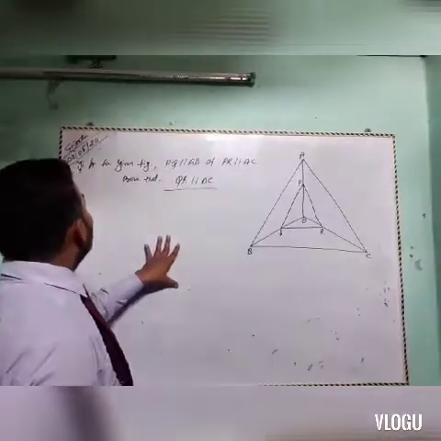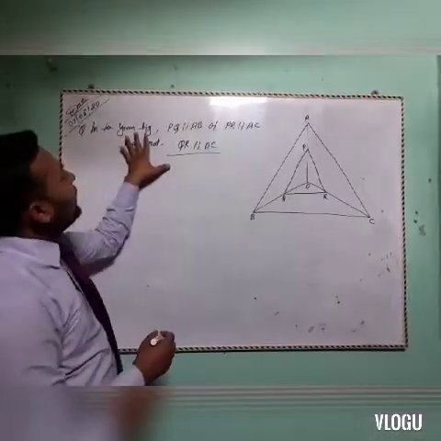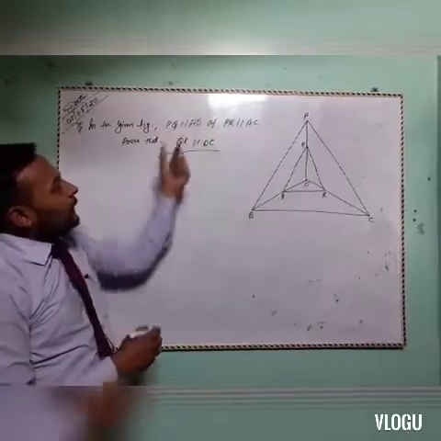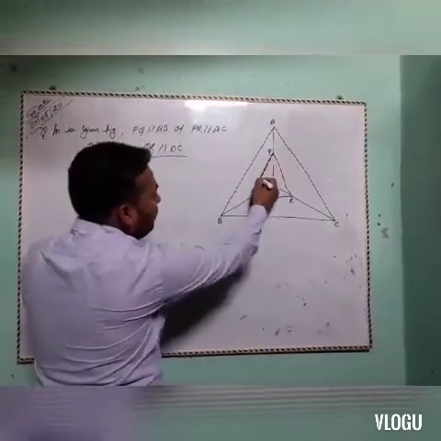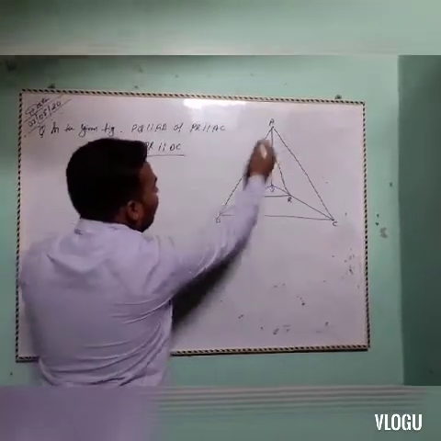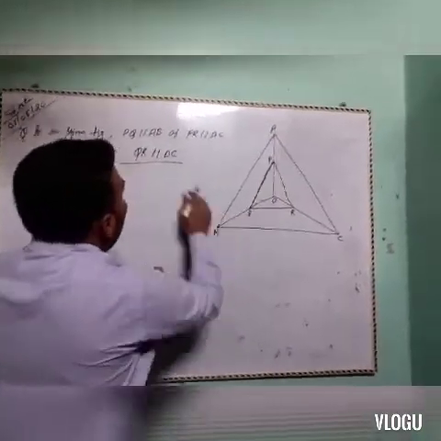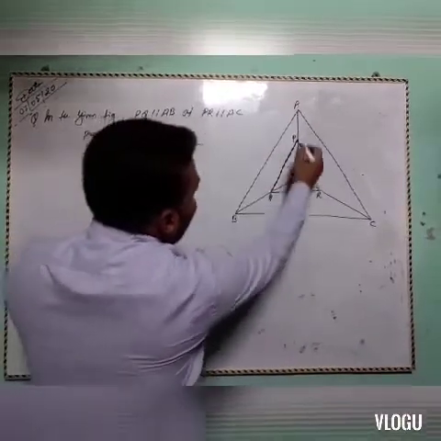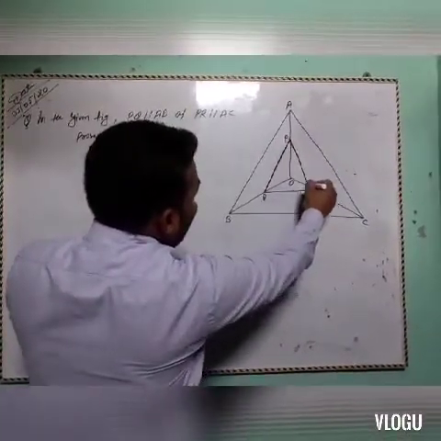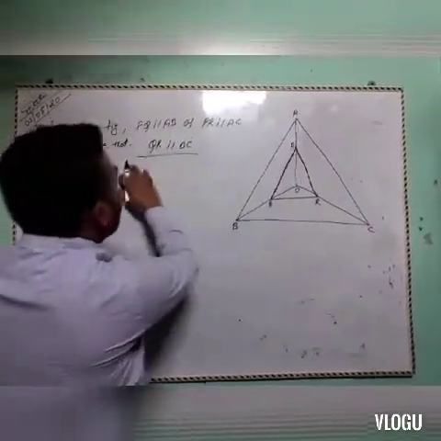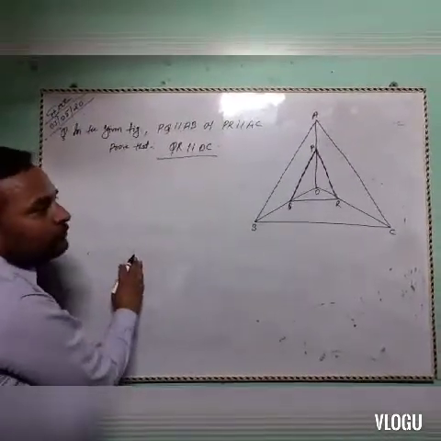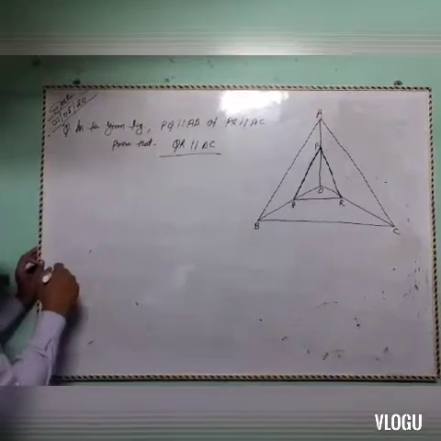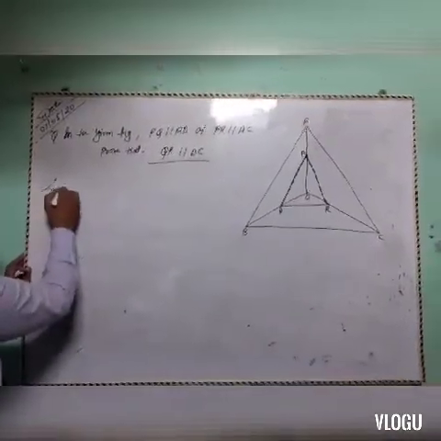Now the next question: in the given figure, PQ is parallel to AB, and PR is parallel to AC. Then prove that QR is parallel to BC. First of all, in triangle OAB. Let's start the solution.